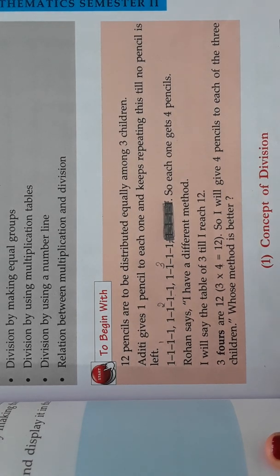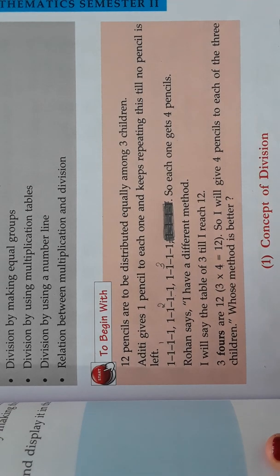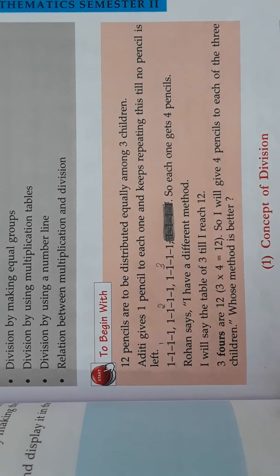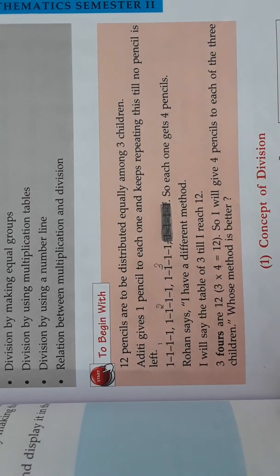In this way, division is nothing but distributing the given thing equally among, distributing the given thing into equal groups. That is called division. Understood, children? Distributing the given things into equal groups is called division.